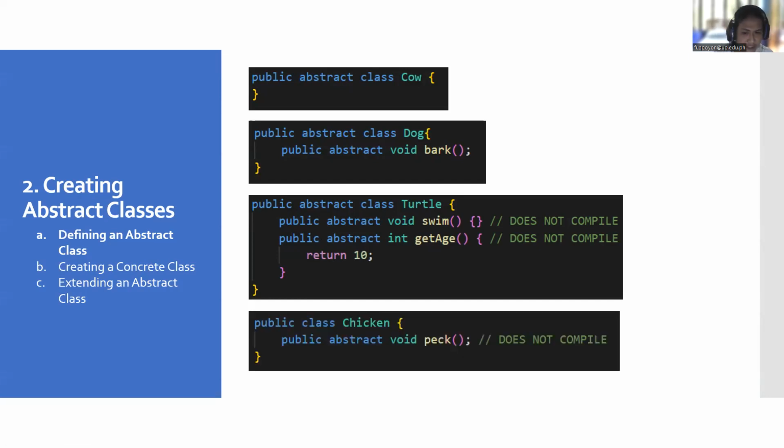Public class chicken here, again, public abstract void peck. So you are declaring an abstract method in a non-abstract class. Here, public class chicken, this is not an abstract class. It does not have your abstract keyword. So here you are trying to declare an abstract method, and that is also not allowed.